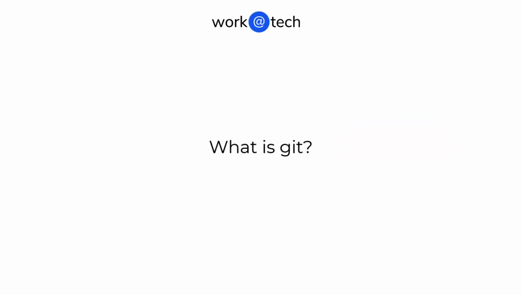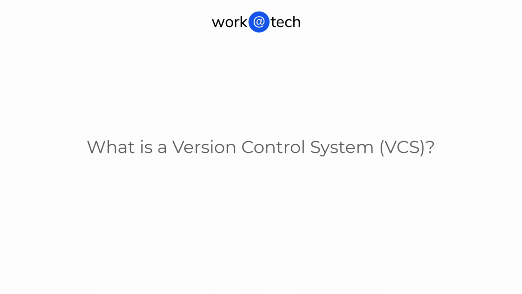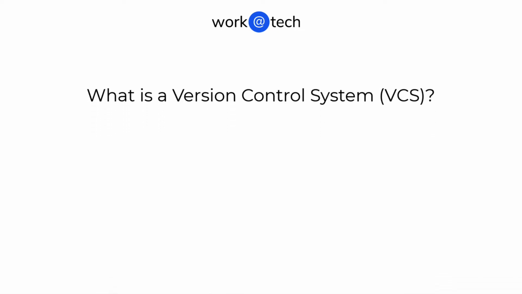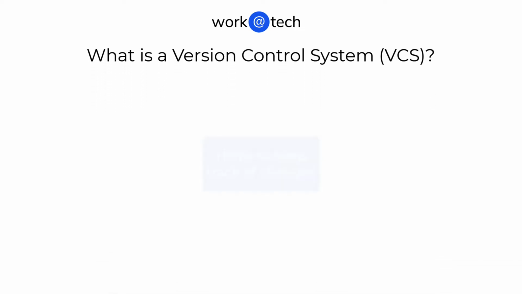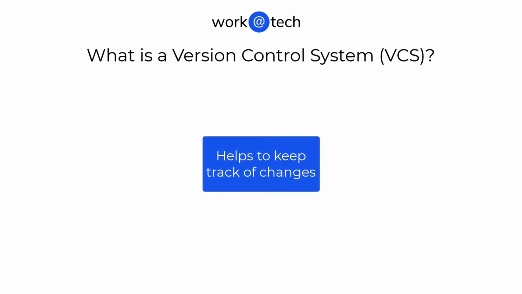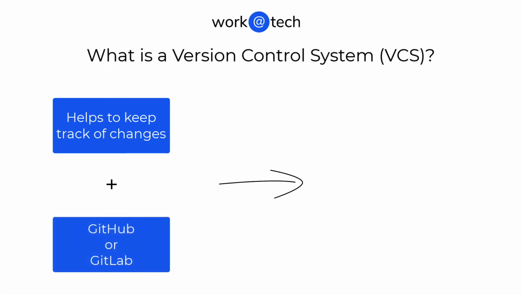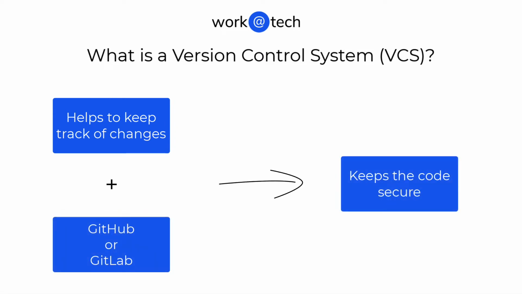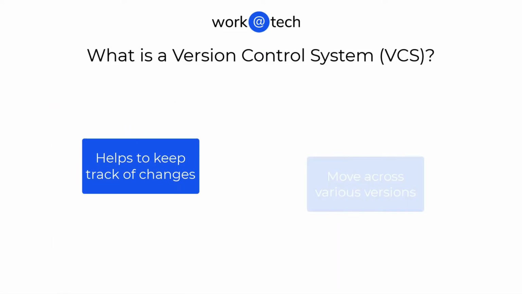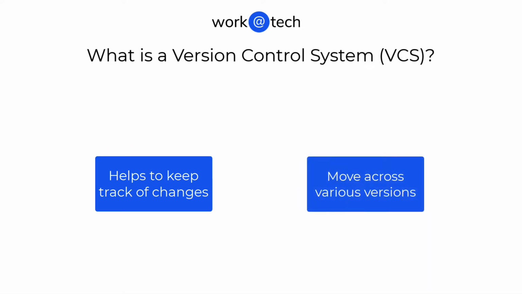Git is a version control system and we all know that. Let's go a little beyond that definition. So what is a version control system? A version control system is software that helps in keeping track of various changes that we make in our code. We can keep track of what we changed exactly and understand why we did it, basically with the help of commit messages. With a cloud destination available like GitHub or GitLab, we can keep our changes and the files secure. We can also move between various versions of our code.